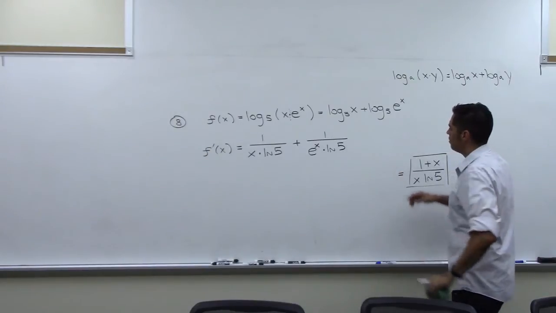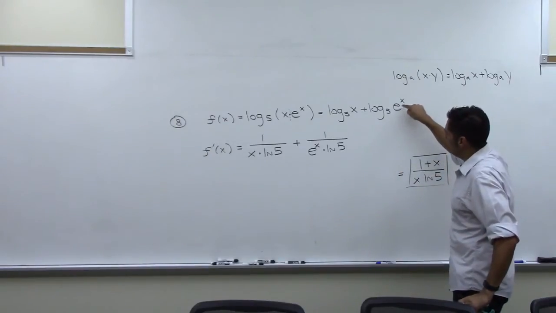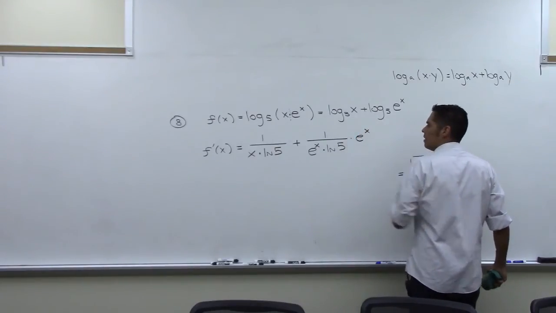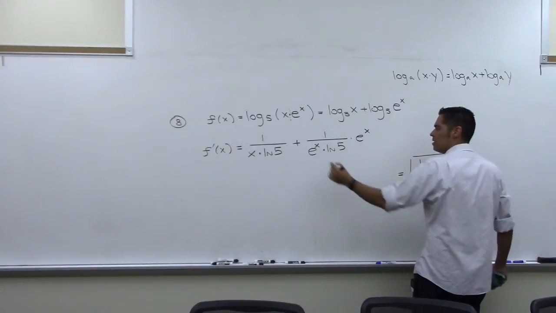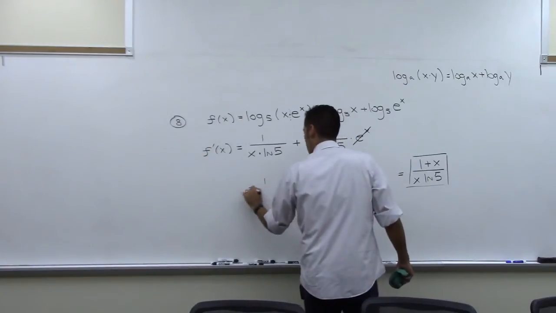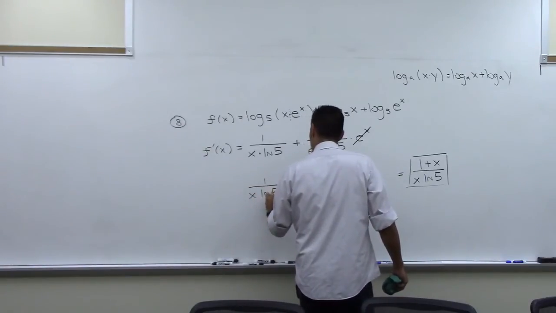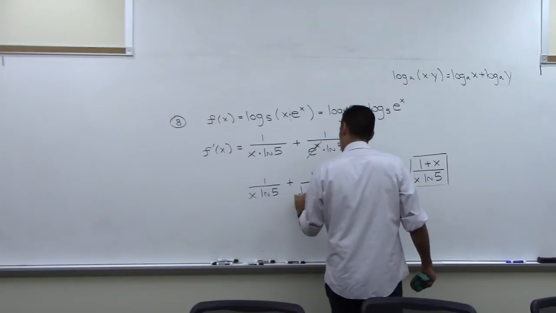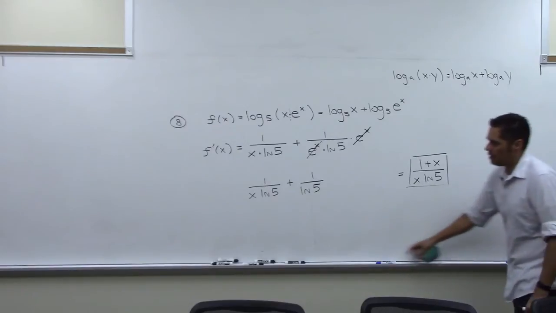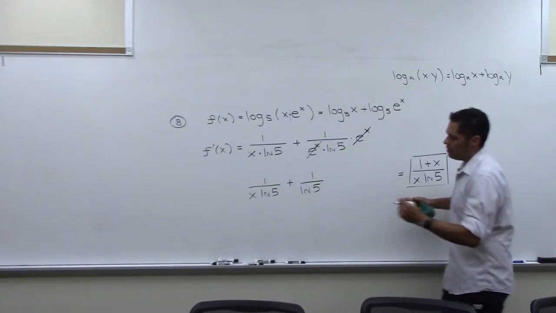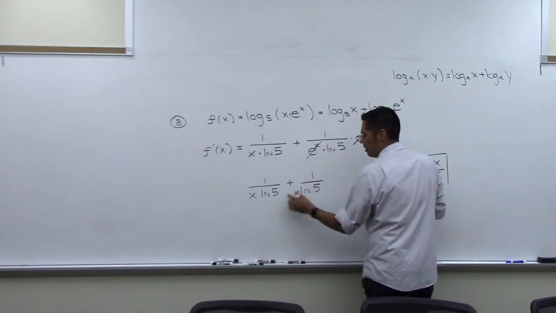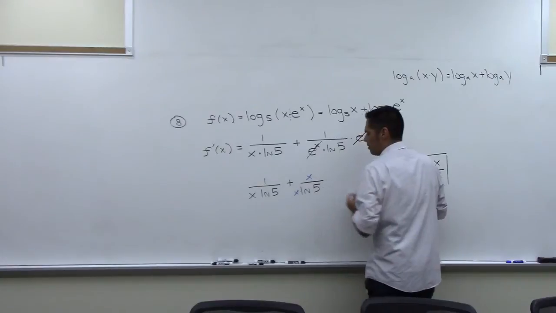But then very important at this point, I have to now go inside and take derivative of what was in here. And derivative of e to the x we did earlier is itself. Then what happens is this e to the x and this e to the x cancel. And so you're left with 1 over x natural log 5 plus 1 over natural log 5. And that doesn't quite look like this unless we get a common denominator. If you get a common denominator, you can put these two together. So you'd have to introduce an x here so that these match up. Whatever I do at the bottom, I have to do at the top, so I introduce an x there.